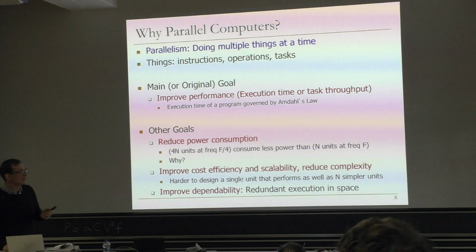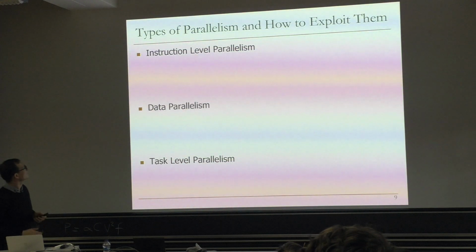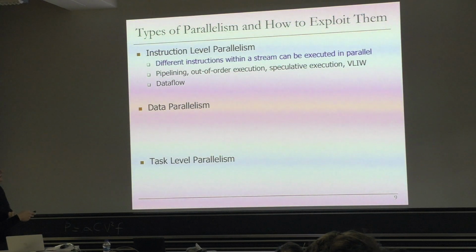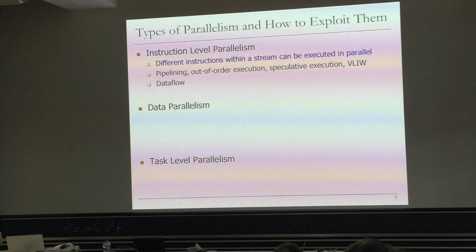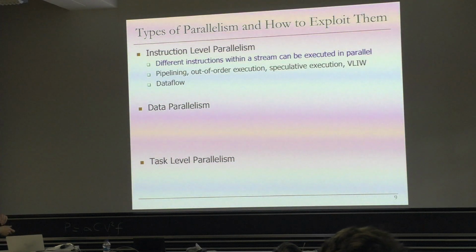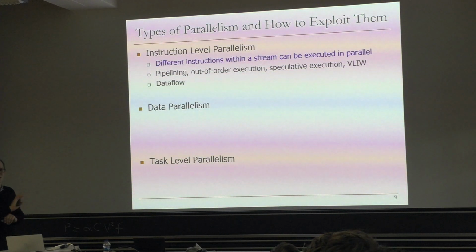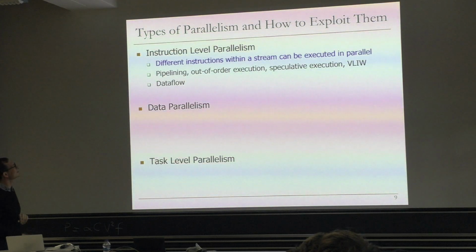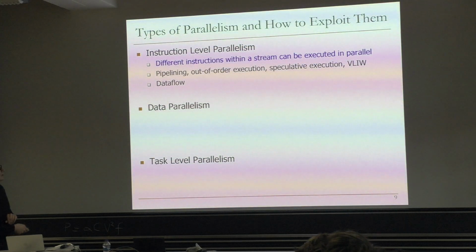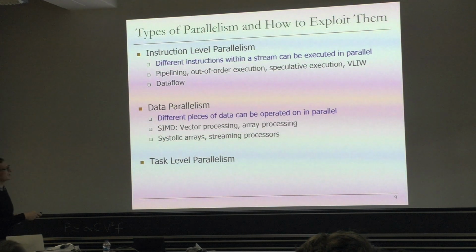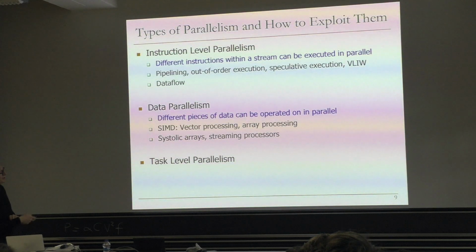Okay, so clearly there are different types of parallelism also. There's instruction level parallelism, which we talked about. Different instructions within a stream can be executed in parallel, and digital design lectures cover a lot of these: pipelining, out-of-order execution, speculative execution, VLIW, data flow. It's fascinating, I think. They're all parallelism. Very nice. But we're not going to talk about this as much. Data parallelism, we talked about that with SIMD processors, vector processing and array processing, GPUs. Essentially, different pieces of data can be operated on in parallel, and systolic arrays and streaming processors also exploit some sort of data parallelism in the end.